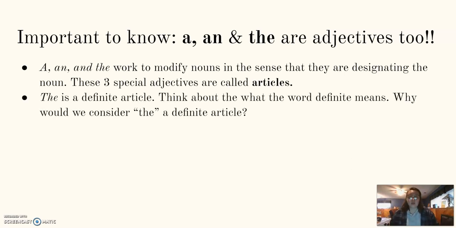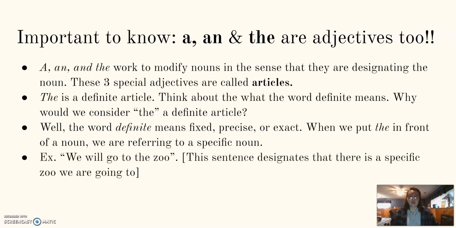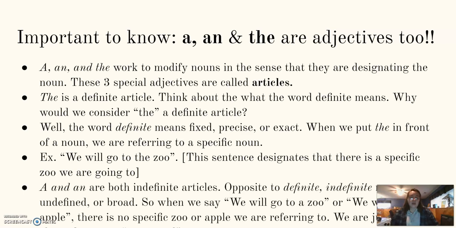So when we think about the word the, we have to put it in the definite article category because it is a defined thing, right? So when we think about the definition of definite, it means fixed or precise or exact. So when we put the in front of a noun, we are referring to a very specific noun. We will go to the zoo. If I said that, you probably know, oh yeah, we're talking about Como Zoo. That's the zoo we go to all the time. It's the zoo, right?